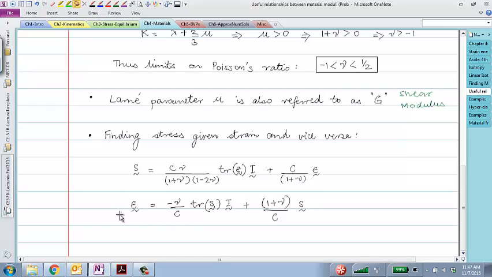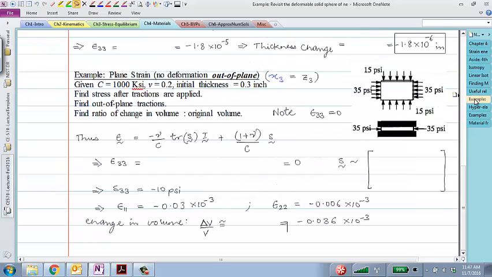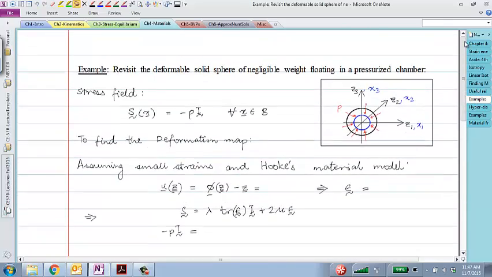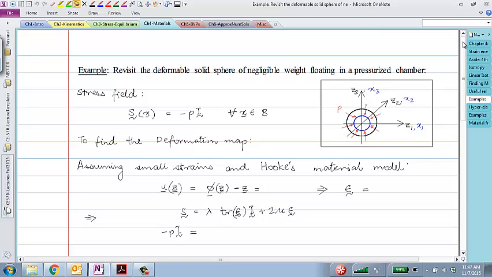relationships. Essentially, component by component, if you were to write them out, there would be 9 equations, right? And these are useful relationships that allow you to solve some problems. Let's take a look at some examples.